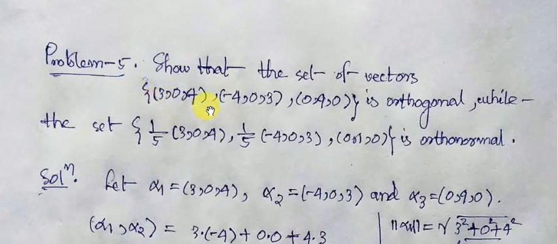Here you have been given two sets. First set of vectors this is, second set of vectors this is, and you have been asked to show this first one is an orthogonal collection of vectors and the second one is an orthonormal collection of vectors.